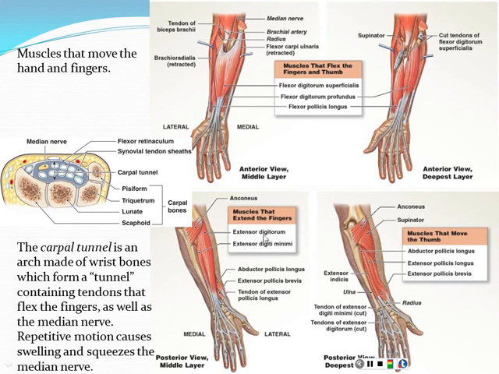And then for extension, we have the extensor digitorum. A digit is a finger or toe. So the extensor digitorum and then the extensor digiti minimi allows you to stick your pinky out all by itself. And then for the thumb, we have some additional motion.